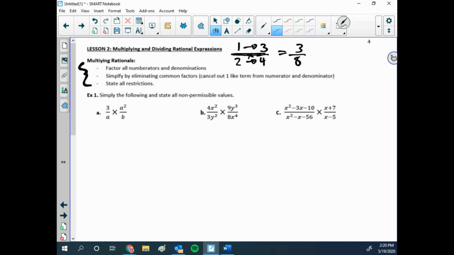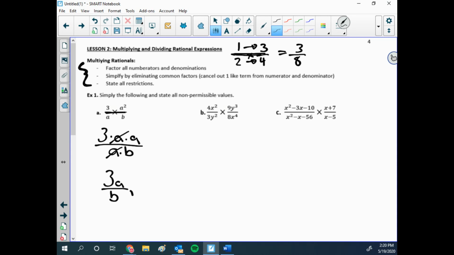3 over a times a squared over b. Again, I can really just write those as if they are both on the numerator and denominator. So this would be 3 times a times a over a times b. So now I want to simplify. When we're simplifying here, essentially what we're doing is dividing out a common term from the top and the bottom. So what's common on the numerator and the denominator? Here, it would just be an a. So I can cancel out an a on the top and the bottom. Really what I'm doing is dividing each side by a, and that's what simplifies it. So my final answer in simplest form would be 3a over b.